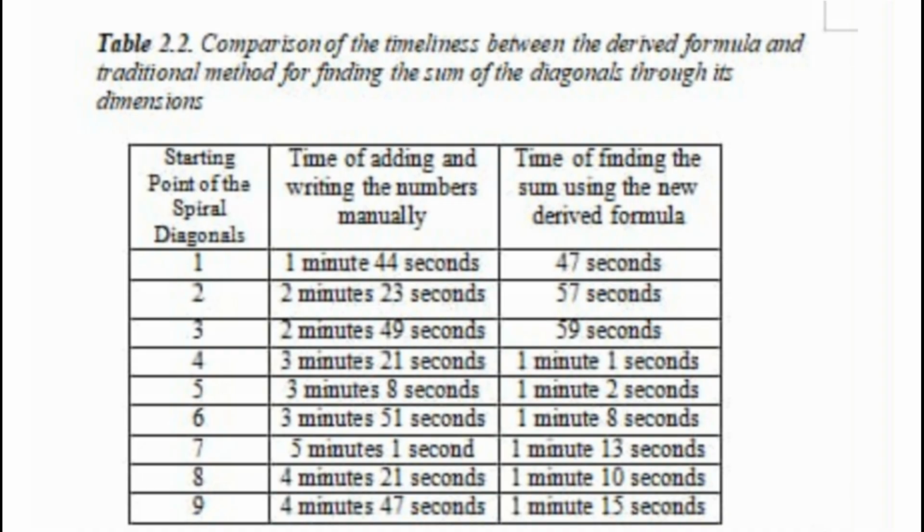For example, the average time of solving manually for a spiral with 9 as a starting point in matrices of 3 by 3 up to an 11 by 11 took around under 5 minutes, while using our shortcut formula only took about over a minute. Even for smaller spirals, manually solving took over 1 to 2 minutes, while our formula only needed just about a minute or less. These results prove that our derived formula is not only accurate, but also much faster, making it a more efficient method for solving number spiral problems.